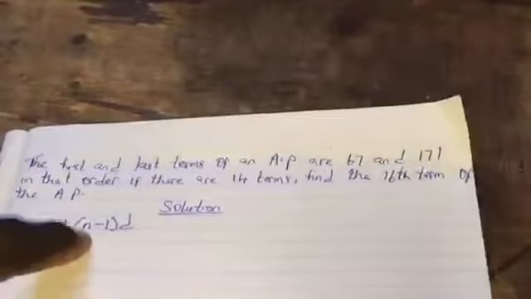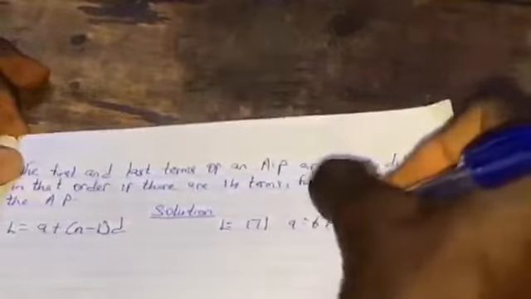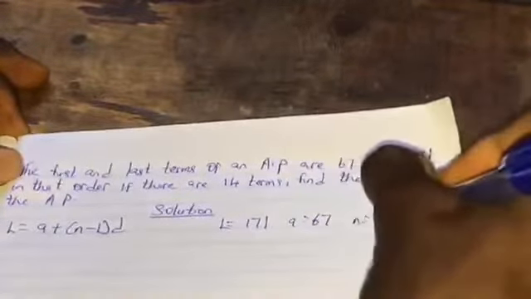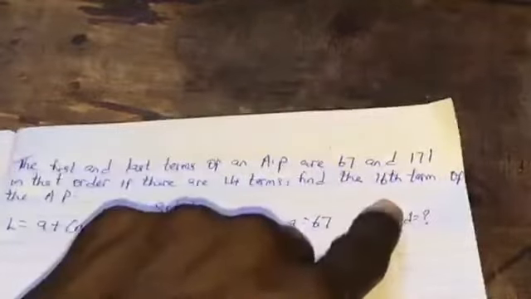Therefore, L is equal to A plus (N minus 1)D. D is what is missing here. So our L is 171, A is 67, N is 14, D is unknown. So we are looking for D first before we can find the 16th term of the AP.